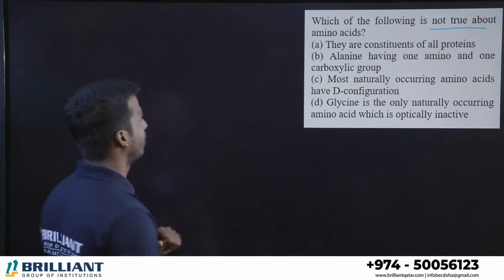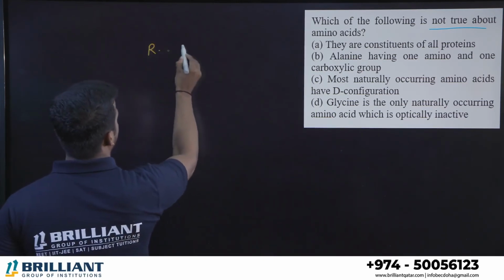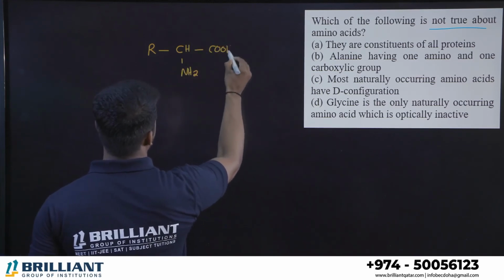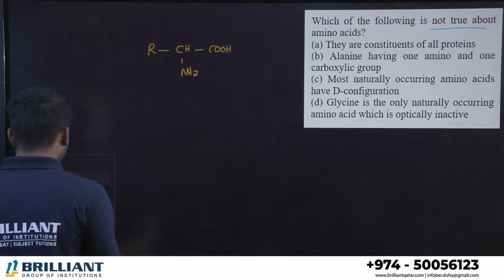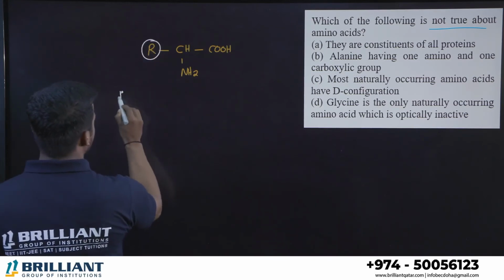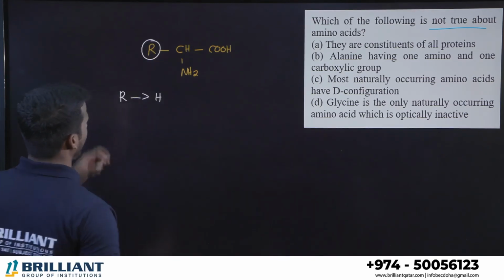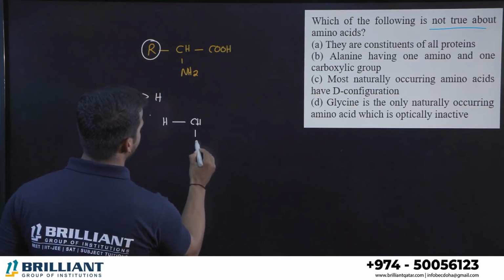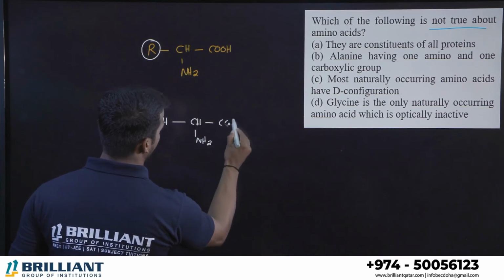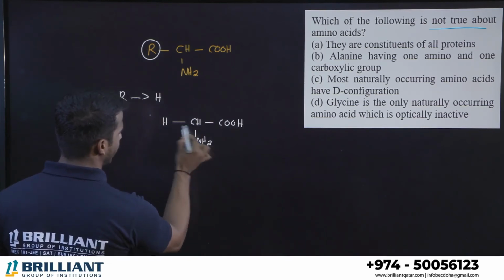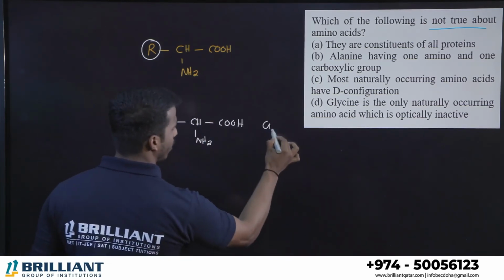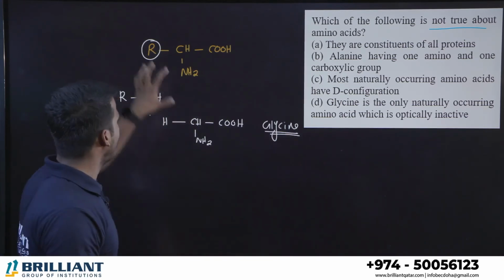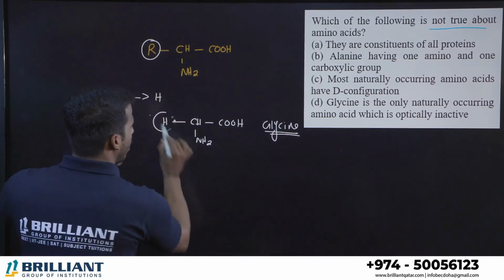What is alanine? You know, the general formula of amino acid is this one, RCHNH2COOH. What is R here? It can be any group. Suppose the R group is hydrogen. I'm just placing R group hydrogen. What formula will we get? HCHNH2COOH, or you can say NH2CH2COOH. This is called what? Glycine, the first amino acid, the simplest amino acid. If the R group is hydrogen, we call it glycine.